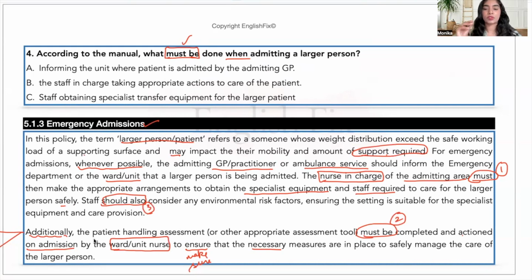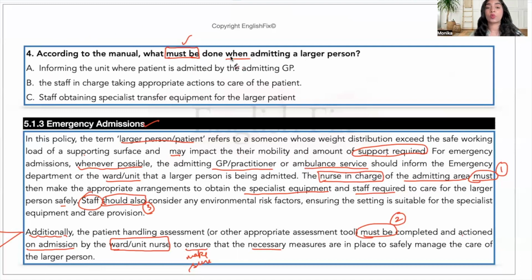And this person is also going to complete a patient handling assessment or any other kind of assessment tool. Why? Again, to make sure that the necessary measures are in place to safely care for the patient, right? And they would also consider staff. They're not talking about the nurse in charge here. The staff in general should also consider any kind of environmental risk factors. Again, enough about the paragraph.